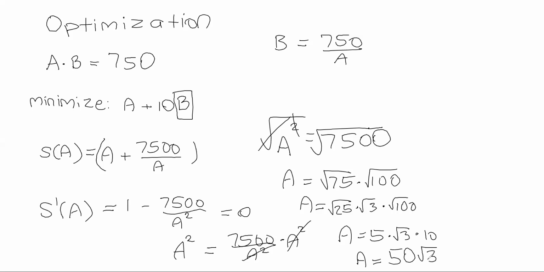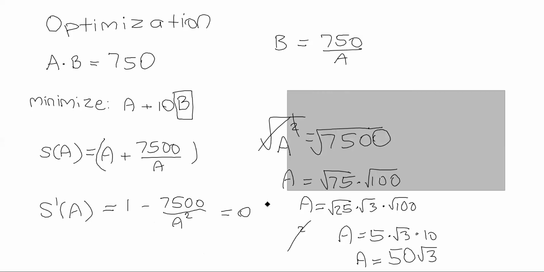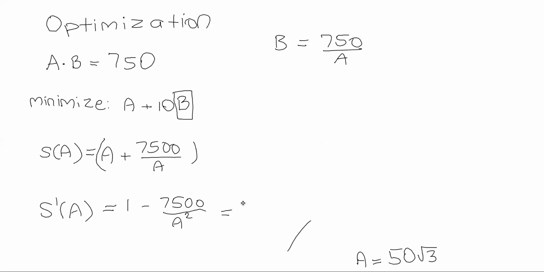What we want to do now is make a sign chart for our derivative, and I'll explain why we need to do that now that we have our critical point. This function only has one critical point, and it is this one right here. Or actually, I lied. There's another critical point.